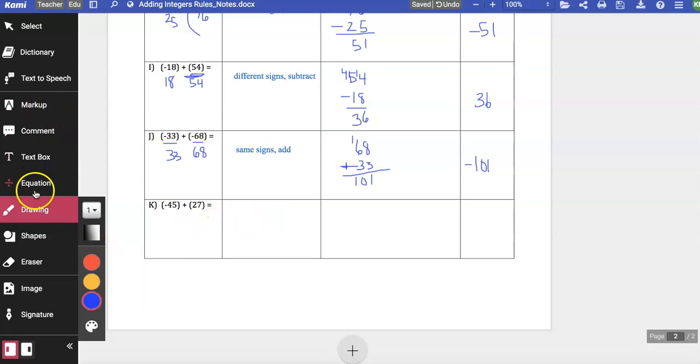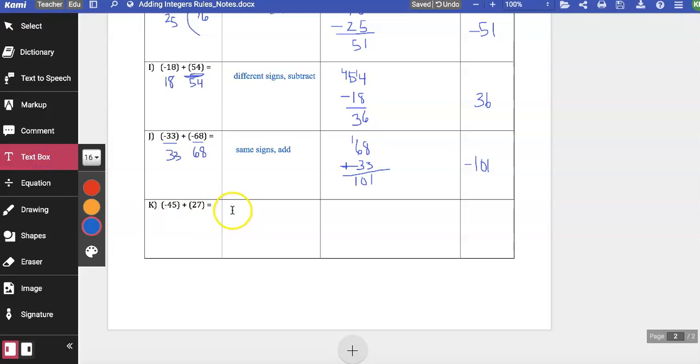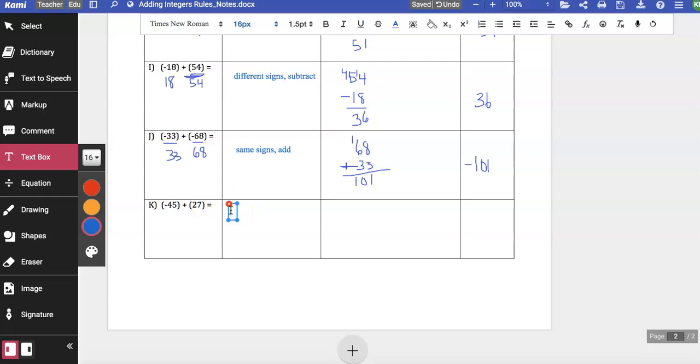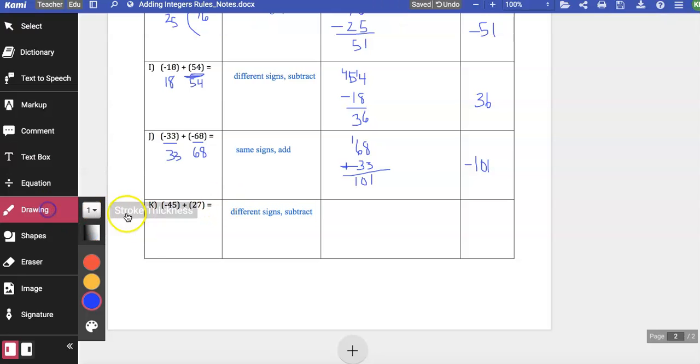So I'm going to go to the text box, and the signs are different. This is a negative 45, and this is a positive 27. So one's positive and one is negative, so they are different. They have different signs, these two integers. And so with different signs, you subtract. I go to my drawing tool, and the absolute value of negative 45 is 45. The absolute value of 27 is 27. Basically, it makes it positive. Absolute value is distance from 0.